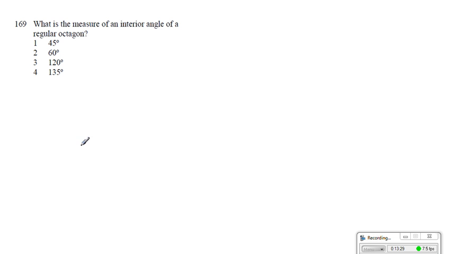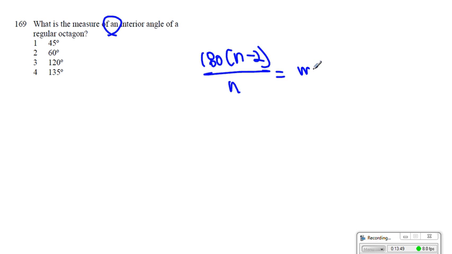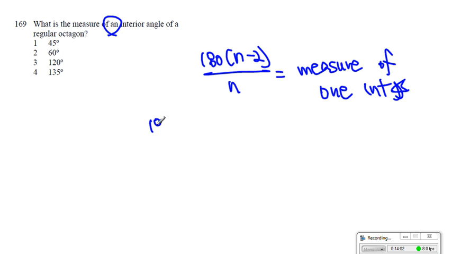169. Regular octagon. Octagon means 8-sided. But we are looking for one interior angle. How are we going to get that? 180 times n minus 2, same way as before. This gives us a sum. So if we divide by n, this will get a measure of one interior angle. So here we have 8 minus 2 divided by 8. That's basically what we're looking for.